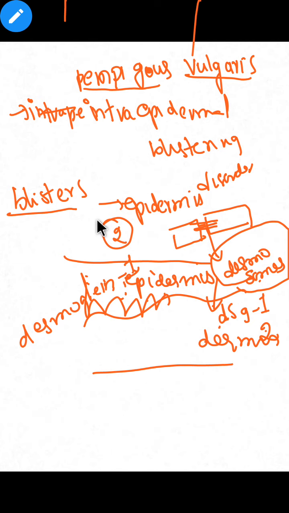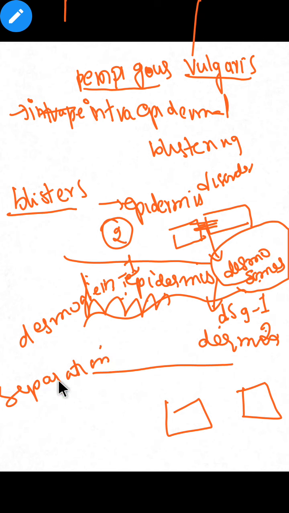So when autoantibodies are formed against this desmoglein, it results in defective functioning or loss of these desmosomes. This results in separation of keratinocytes, right? Due to this separation, it results in blister formation. So this is the basic mechanism by which blisters are formed in Pemphigus vulgaris.